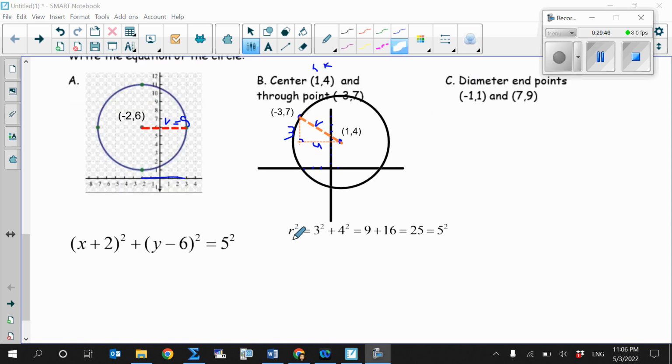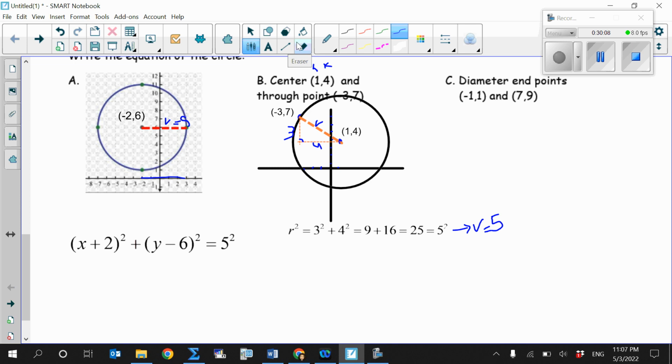Okay, so r squared will be 3 squared plus 4 squared, and that will be 9 plus 16, which is 25, and 25 is 5 squared. That means the radius is 5. Okay, so the radius is 5.